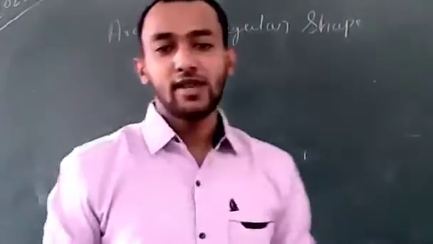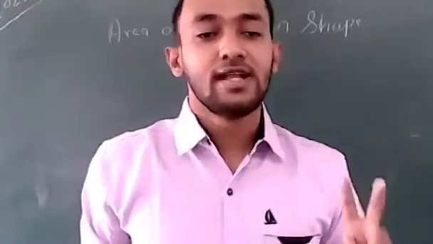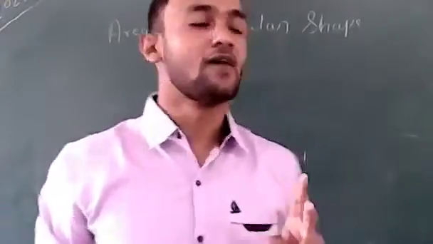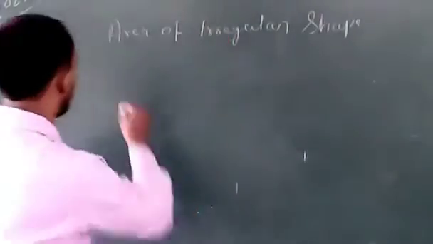For calculating the area of an irregular shape, we have to take a graph paper. And graph paper is of two types: the centimeter square graph paper and the millimeter square graph paper. You have all seen the graph paper, just like this.